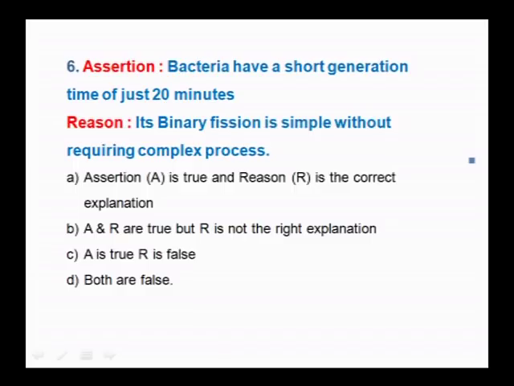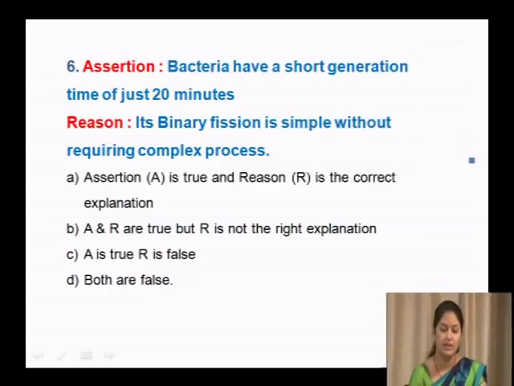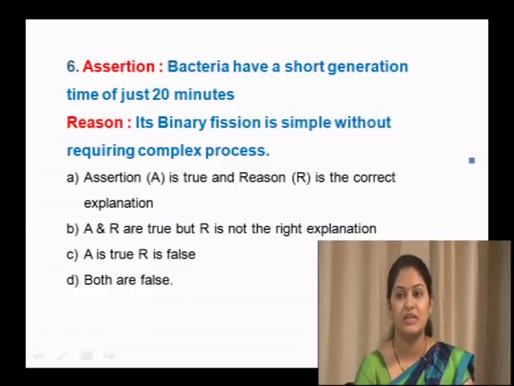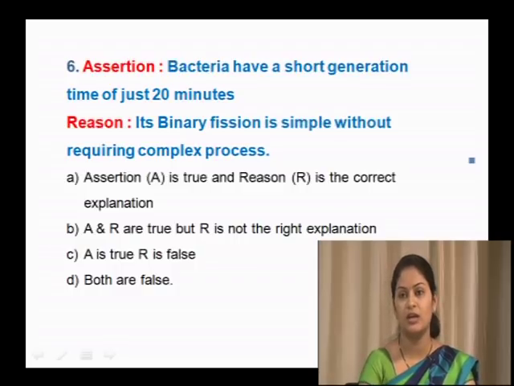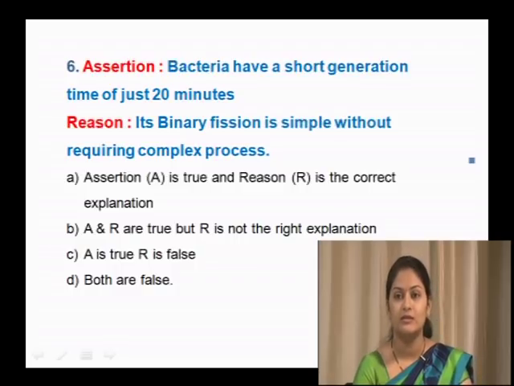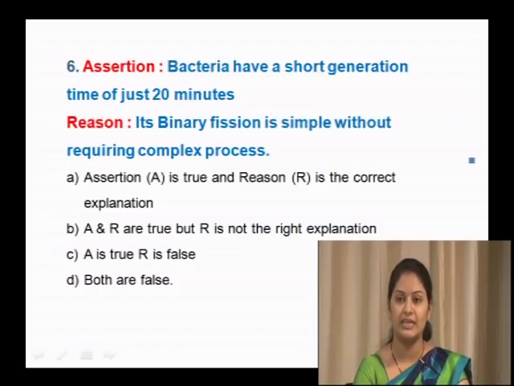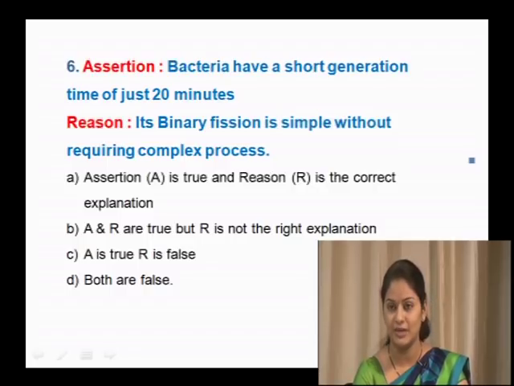Question 6. Assertion: Bacteria have a short generation time of about 20 minutes. Reason: Its binary fission is simple, without requiring a complex process. So both are actually true. The assertion is, as you know, bacteria are simple prokaryotic cells which can divide every 20 minutes, and the kind of cell division followed by them is binary fission. And the reason for the assertion is very rightly said there.